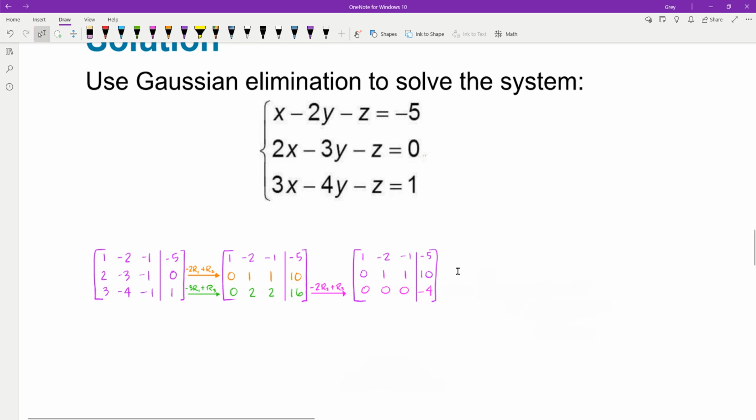Remember, how did we go from here to here? These just represent coefficients of a system of equations. So this bottom one says that 0x plus 0y plus 0z is equal to -4. Or in other words, 0 is equal to -4, because that vertical line is like your equal sign. Well, that is a false statement, so that means there is no solution to this system. You've got to pay attention to that.